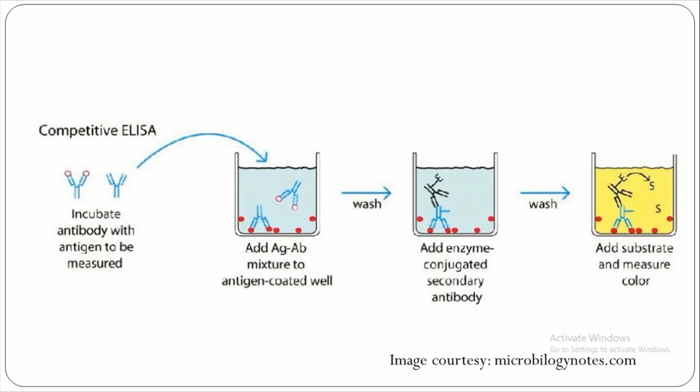So wash, and then in the next step you add the secondary antibody, which is conjugated with the enzyme. Again you wash, then in the next step you add the substrate, and the enzyme will react with the substrate and produce color. This will be measured in a spectrophotometer.